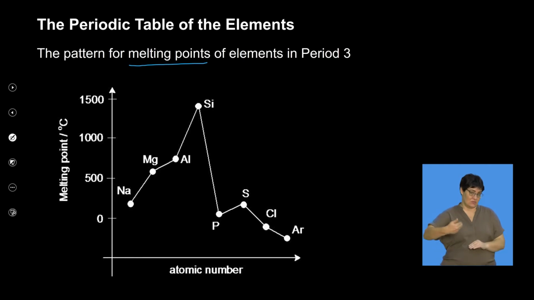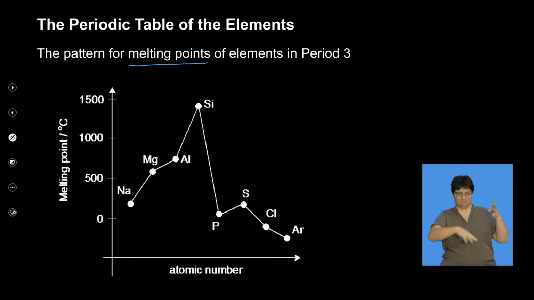Okay, so here are the melting points of elements in period 3. If you look at sodium, magnesium, aluminum, silicon, they are in the same period. It means they fall in the same horizontal row. As you go from sodium to silicon, what is happening? The melting point is getting higher and higher. And then if you go next to phosphorus to argon, the trend is downwards. So this is what we mean in terms of patterns and trends as far as periodicity is concerned.